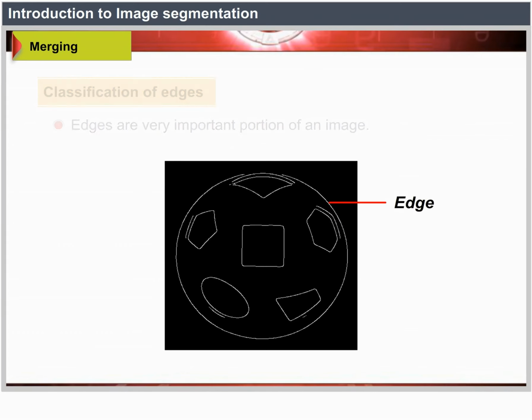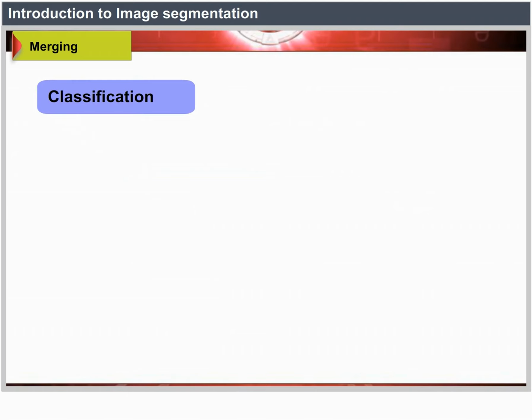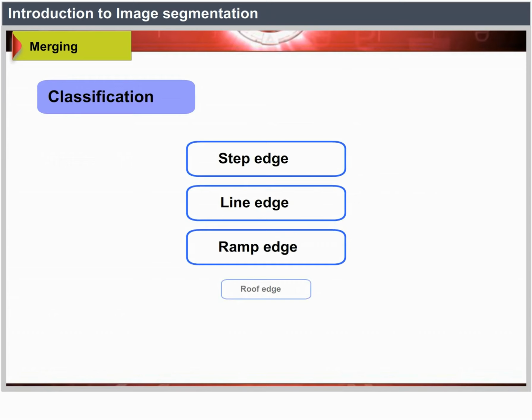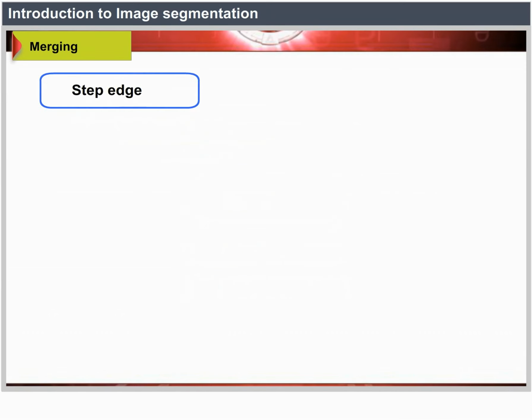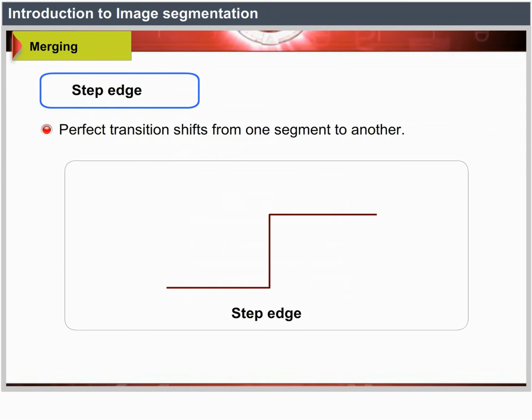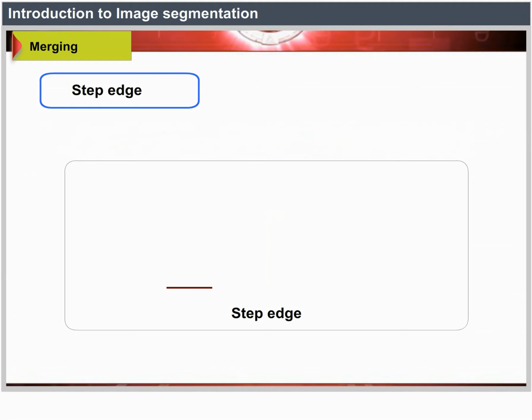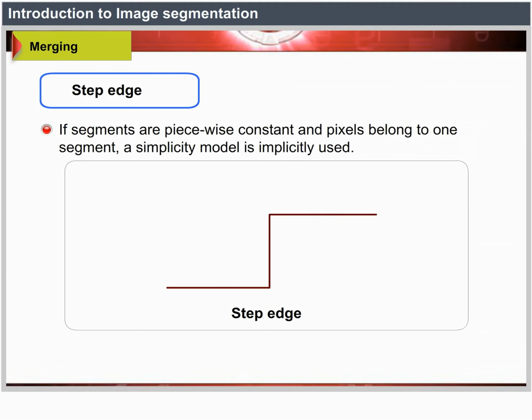Classification: step edge, line edge, ramp edge, roof edge. Step edge: a perfect transition from one segment to another. Image intensity abruptly changes from one value on one side of the discontinuity to a different value on the opposite side. If segments are piecewise constant and pixels belong to one segment, then a simplicity model is implicitly used.